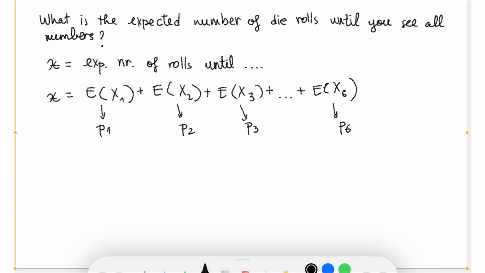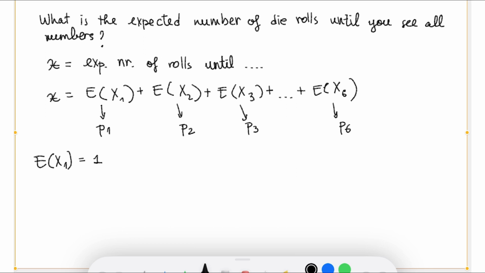And what exactly do we have here? The first expected value, EX1, is the expected number of die rolls until you see any number. The first one is pretty obvious, that is 1, because how many rolls do you need to see any number? You just need one roll to see any number. And what about the second expected value?